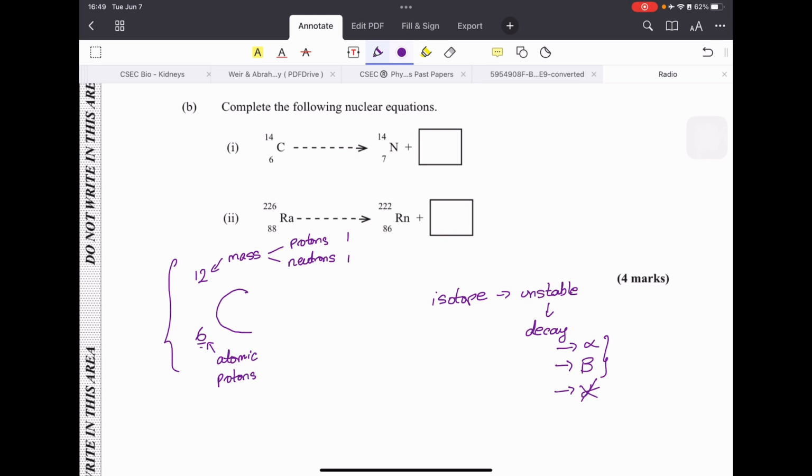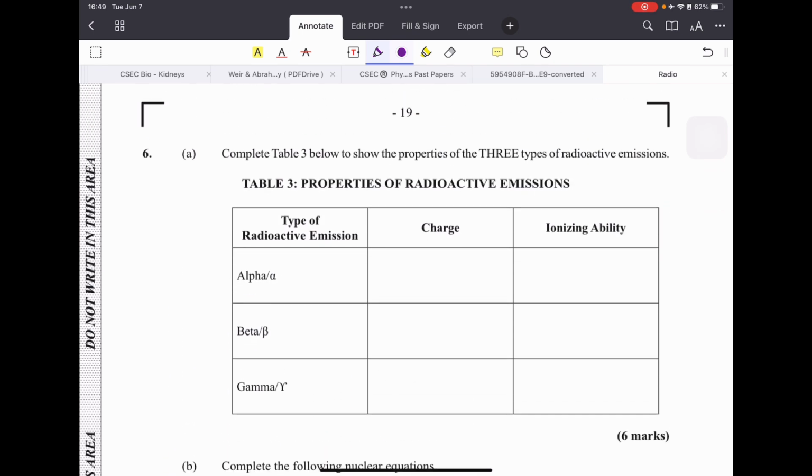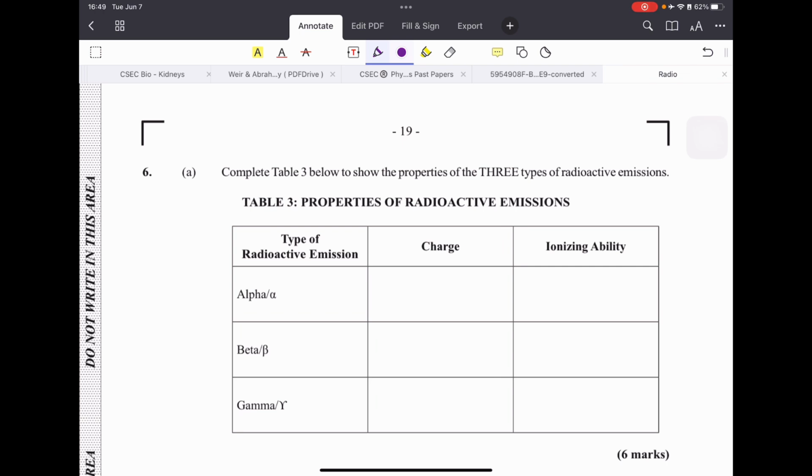But now that we have the background information on the types of radioactive emissions, we could go and fill in the table. Okay, so the alpha emission has a positive charge. The beta has a negative charge. The gamma has no charge, so it's neutral.